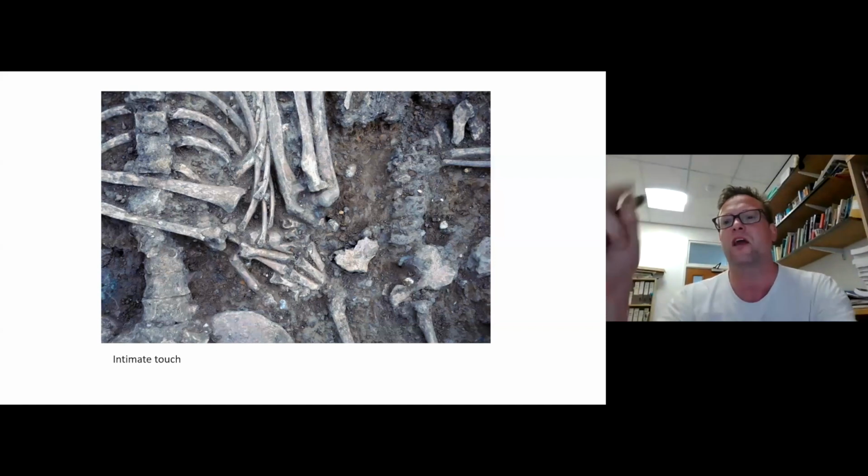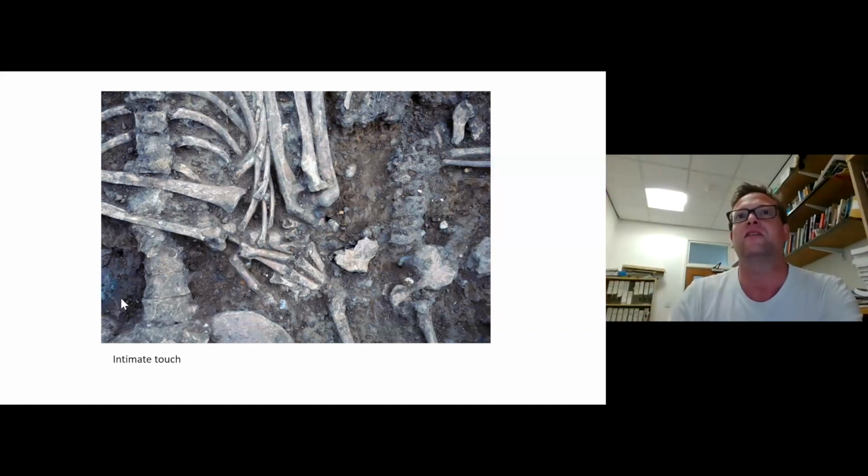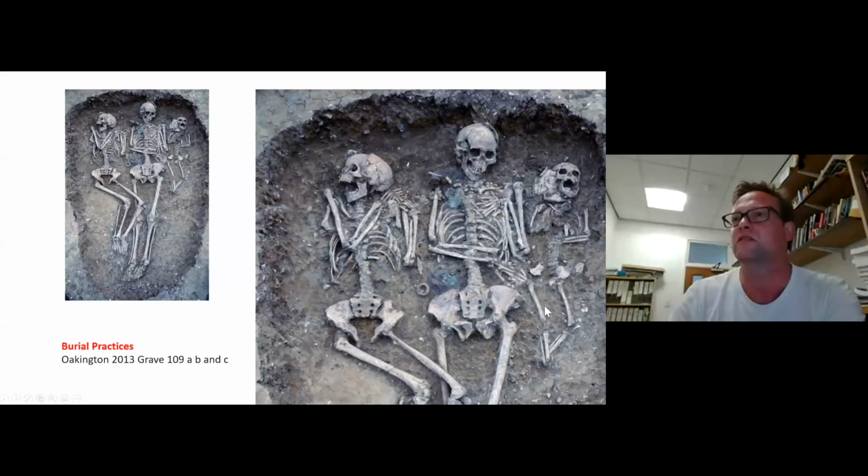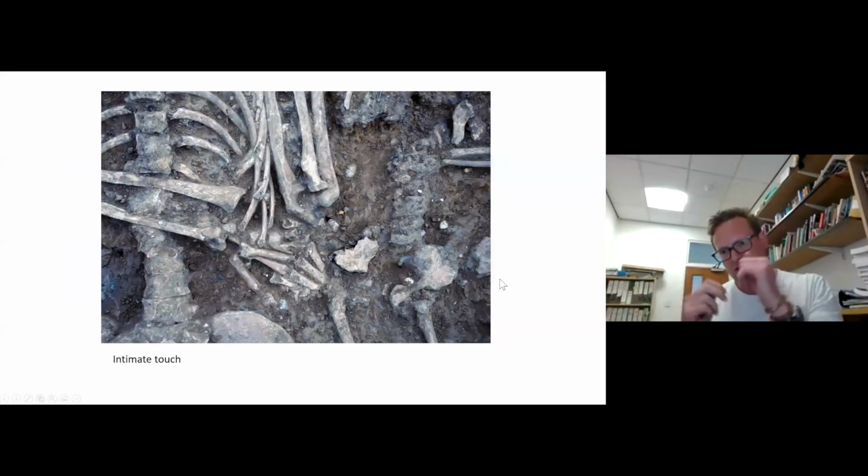But what we often forget are things like this. So this is the adult, and she is putting her hand on the hip of the child next to her. I'll just flip back so you can see that burial position there. You can see the child and you can see her there. And that's an extremely intimate thing.